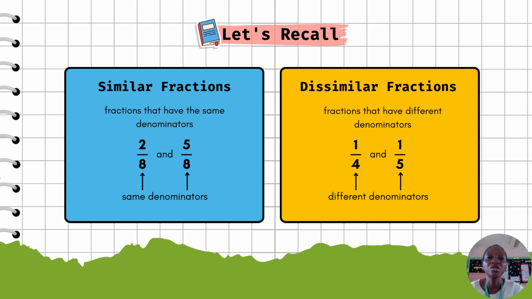Dissimilar fractions are fractions that have different denominators. That means their denominators are different. For example, you have 1/4 and 1/5. You can see 4 and 5 are two different numbers. That makes it a dissimilar fraction, or you can call it an unlike fraction.